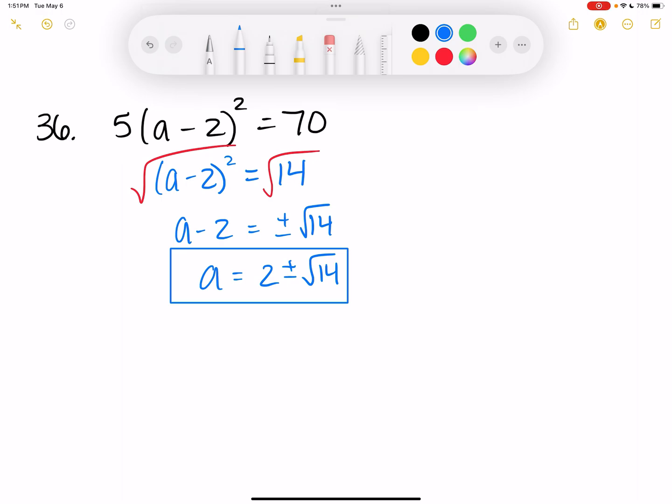Do we have an answer? A equals 2 plus or minus the square root of 14. Do you agree with her? Good. Yep, so divide by 5, take the square root of both sides. Make sure we get that plus or minus, and then add the 2. And that's our final answer.